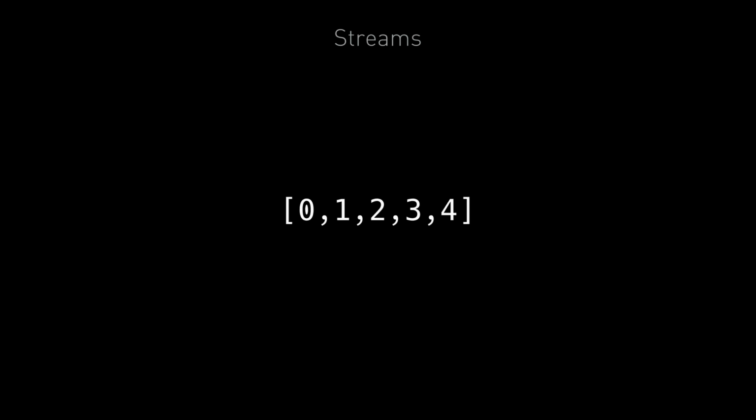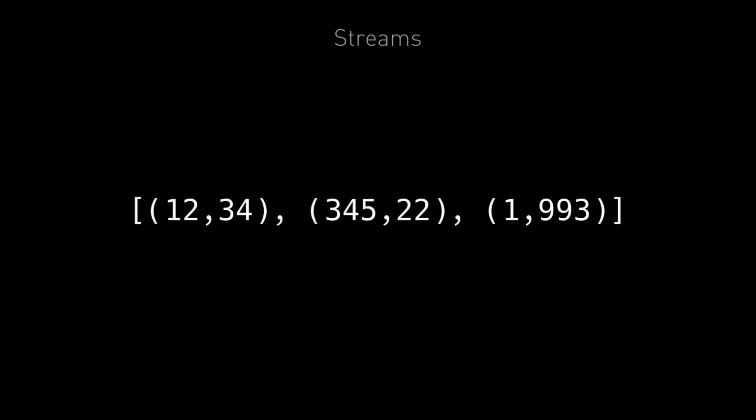So streams are a sequence of values over time. That's it. For example, a number that goes up by 1 every second might have a stream that looks like this: 0, 1, 2, 3, 4, and then 5, 6, 7, 8. Another stream might be a sequence of X and Y positions of mouse clicks.